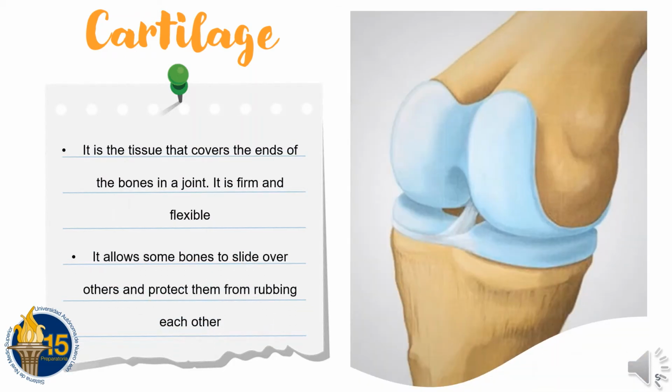Well, another component of the skeletal system is cartilage. This is a tissue that covers the ends of the bones in a joint. It is firm and flexible at the same time. Its function is to allow some bones to slide over others and protect them from rubbing each other. Cartilage is also present in parts like the nose and trachea.